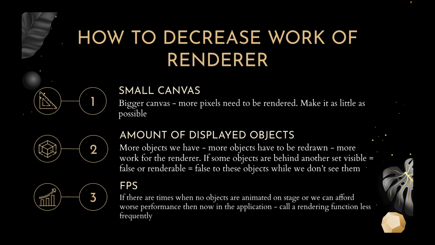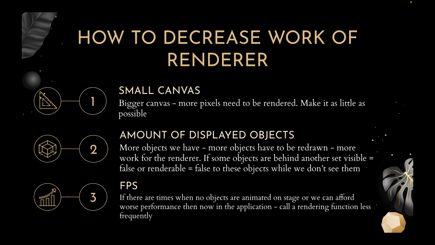The first way is small canvas. Bigger canvas, more pixels need to be rendered. If you can, make it as little as possible. But usually games have to be on full screen, and in my case it didn't work. Second way is amount of displayed objects. The more objects we have, the more objects have to be redrawn, more work for renderer. Also, usually we can decrease the amount of cards in our game, for example, but if some objects are behind another, set visible false or renderable false to these objects while we don't see them.